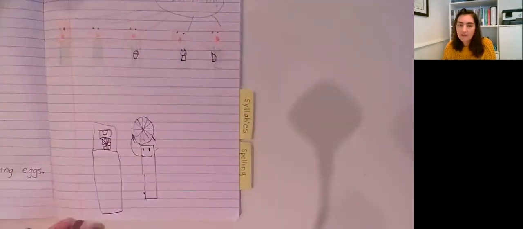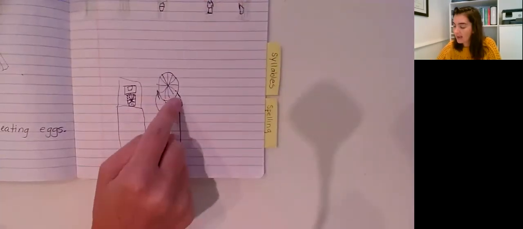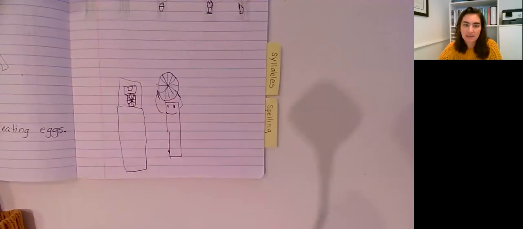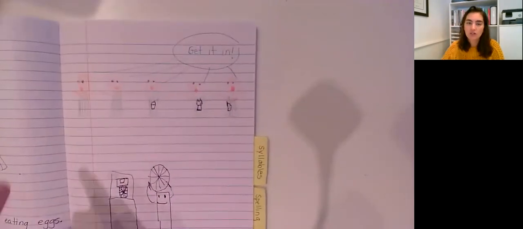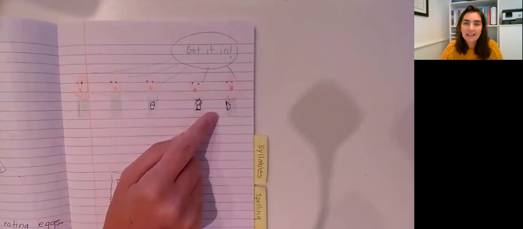Then we have here the Lively Letters picture. It's an I, and we imagined throwing it into the basket. And so the whole crowd is cheering, get it in, in.